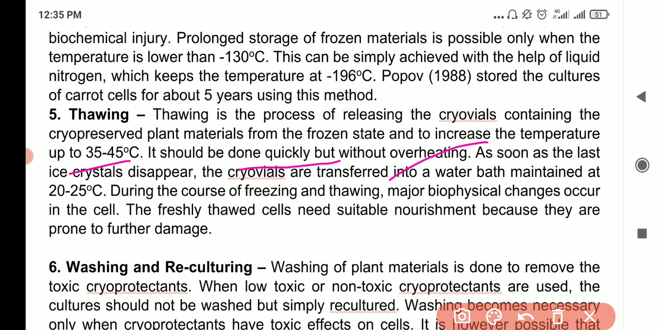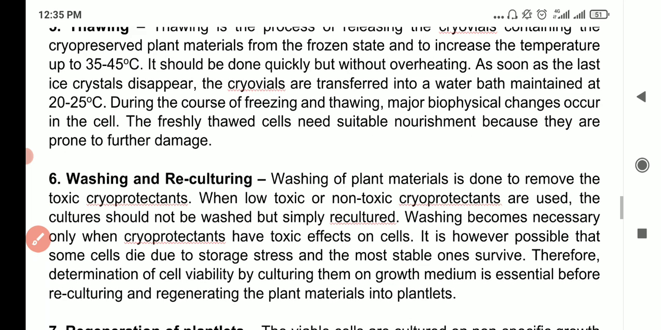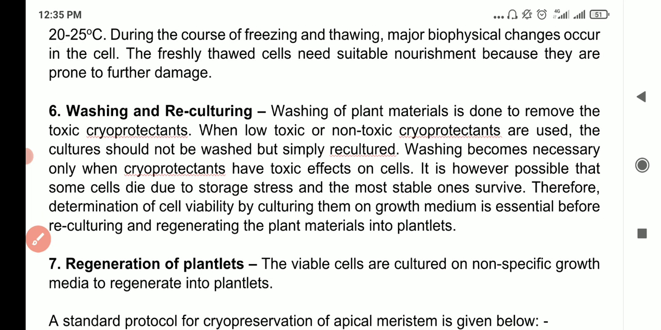Then when the ice crystals disappear, you transfer it into a water bath to maintain a temperature of around this much. After you thaw, you should give it suitable nutrition. Then you can wash them to remove the toxic cryoprotectants, if they are toxic. When they are not toxic, then you can reculture them directly.